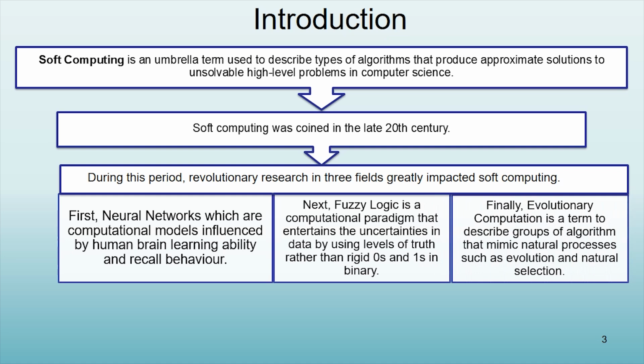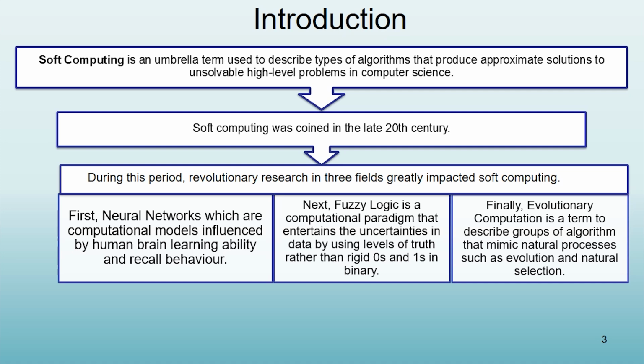Next is fuzzy logic. Fuzzy logic is a computational paradigm which always tries to resolve the uncertainties present in the data by means of truth values between 0 and 1. Finally, evolutionary computation. It is a term that got its inspiration from biological evolution as well as the natural selection process in order to solve problems that need optimization. So, this is again the basic introduction to the topic soft computing.